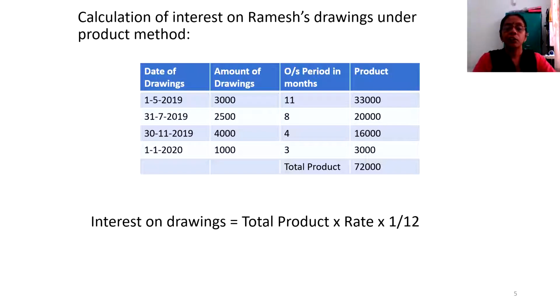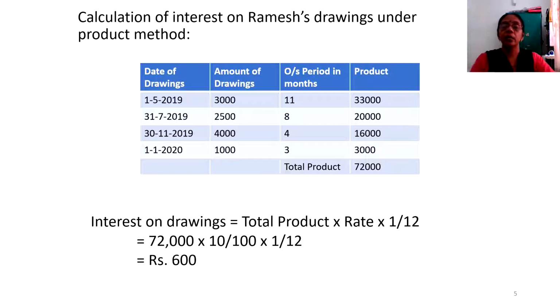Now the next step for us would be interest on drawings calculation. Recollect the formula. Total product into rate into 1/12. So total product for us now is 72,000 into 10 by 100 into 1/12. So that gives you 600 rupees as the interest on drawings on Ramesh's withdrawal. Hope it is very clear in your understanding.